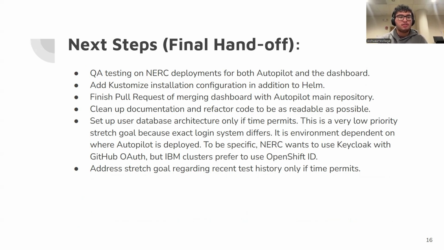We also want to set up the user database architecture only if time permits. This is a very low priority stretch goal because the exact login system is different. It is environment dependent on where Autopilot is deployed. To be specific, NERC wants to use Keycloak with GitHub OAuth, but IBM clusters prefer to use OpenShift ID. Address stretch goals regarding the recent test histories, only if time permits.